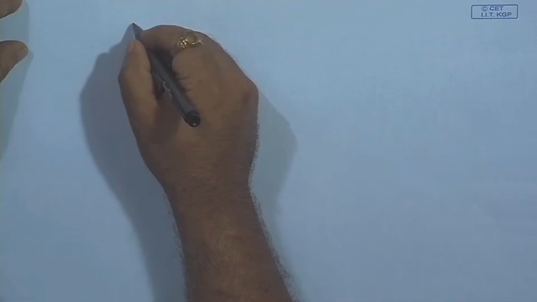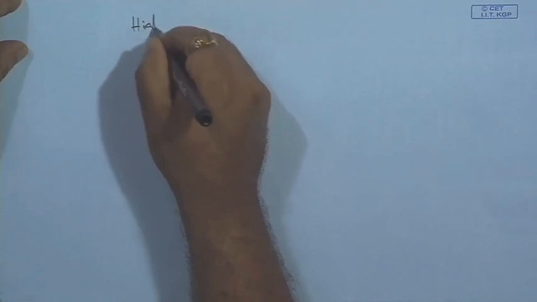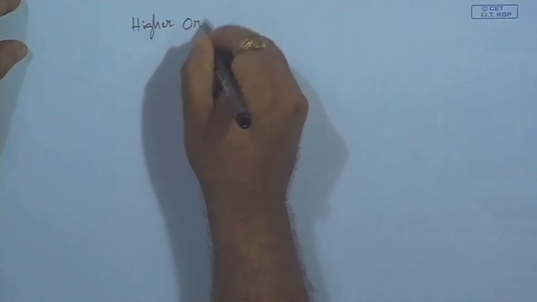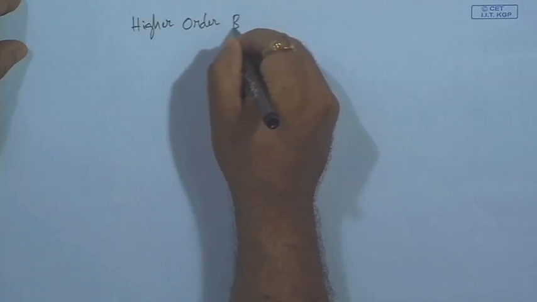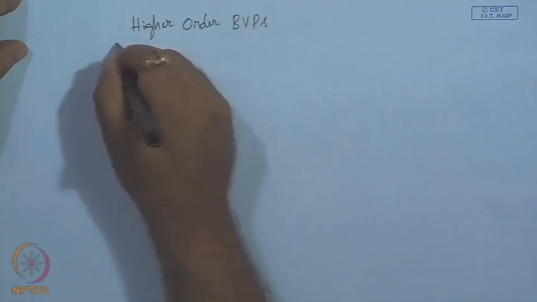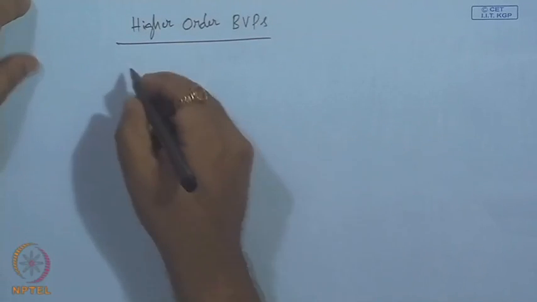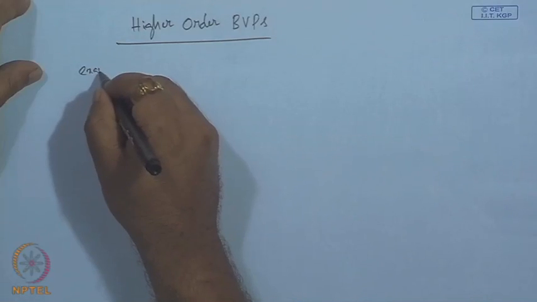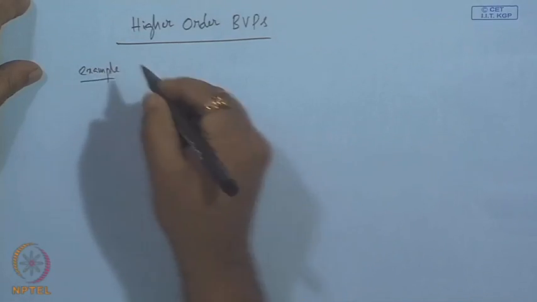Hello. In the last class, we have learnt boundary value problems with the derivative boundary conditions. Okay. So, now let us learn higher order boundary value problems. Higher order BVPs. So, let us start with an example first.